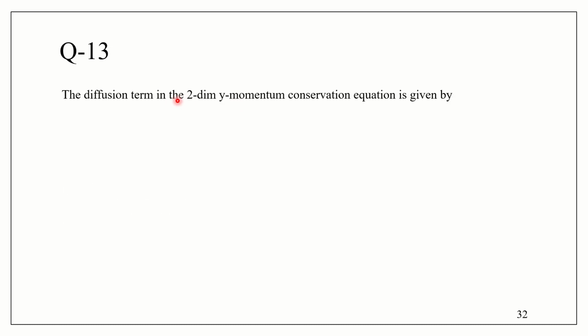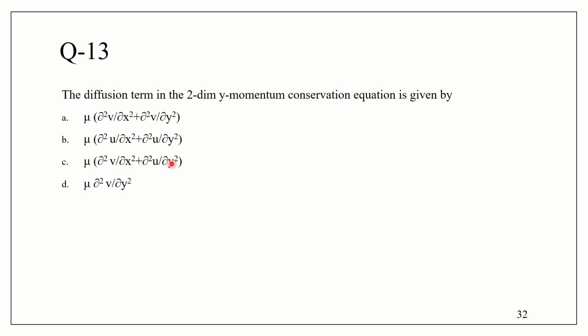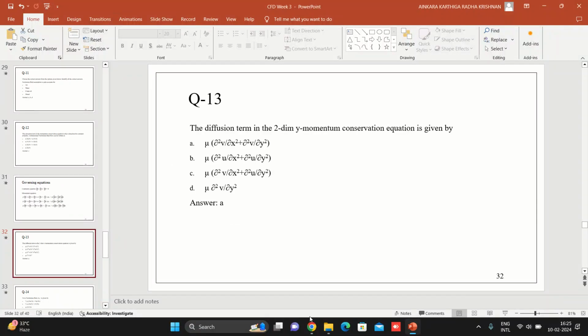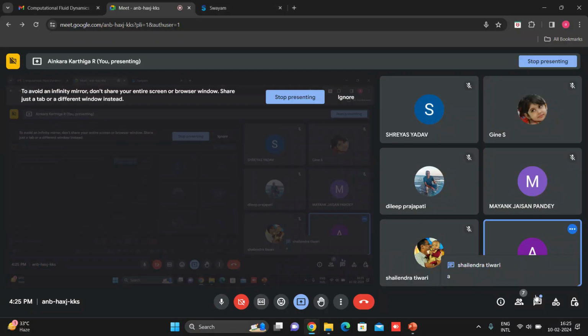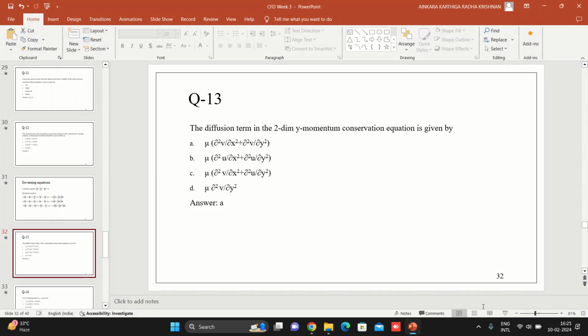And we'll go to question 13. In question 13, it is asked that the diffusion term in the two-dimensional y momentum conservation equation is given by: option A, mu times ∂²v/∂x² plus ∂²v/∂y²; option B, mu ∂²u/∂y² plus ∂²u/∂y²; option C, mu ∂²v/∂x² plus ∂²u/∂y²; option D, mu ∂²v/∂y². The answer to this is actually A, because we are dealing with a two-dimensional case. Yeah, the answer is A.